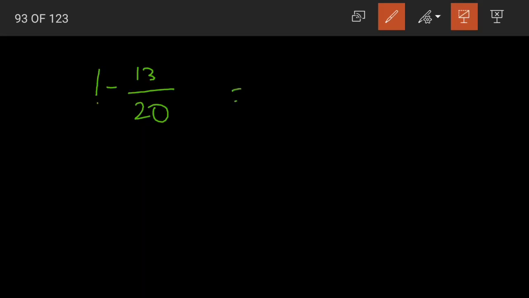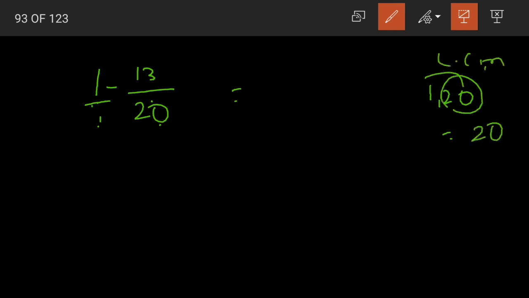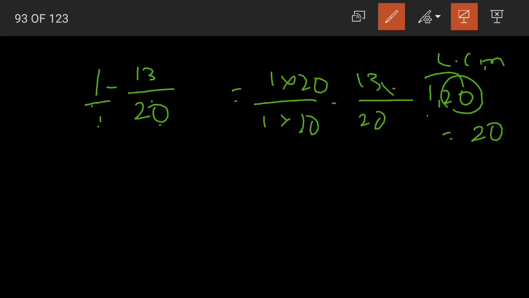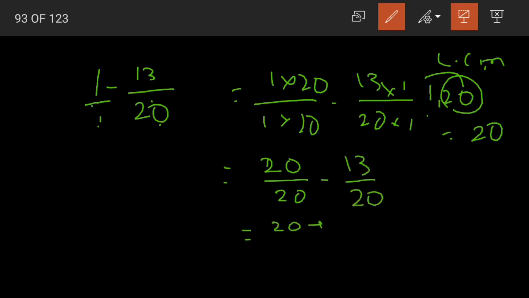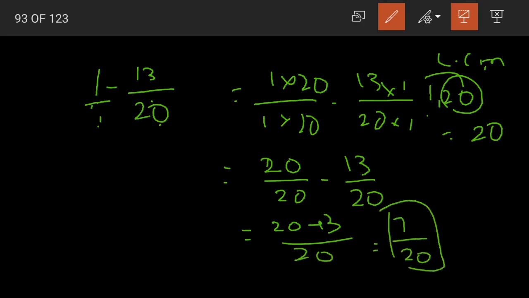So how will we subtract? Here the denominator is 1 and here the denominator is 20. Now when we have 1 and any other number, the LCM will be the number itself, 20. The LCM of 1 and 20 is 20. So 1 into 20 minus 13 by 20 into 1. So 20 by 20 minus 13 by 20. When we subtract, we are left with 7 by 20. We are only left with 7 by 20 of the whole money.